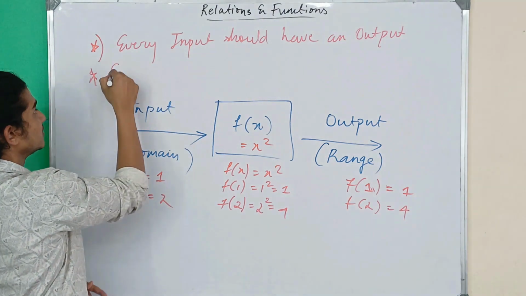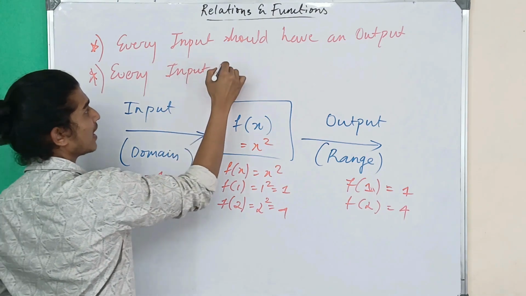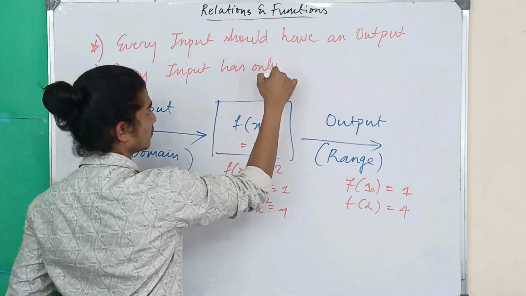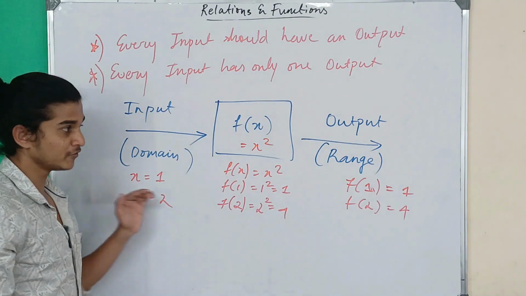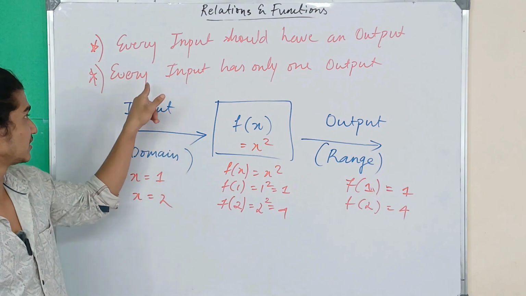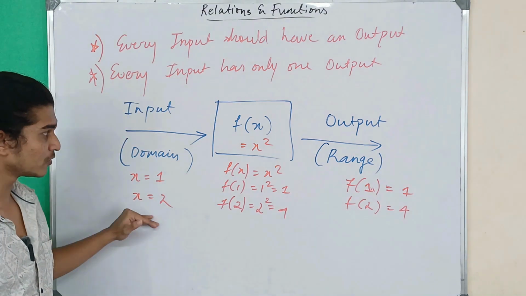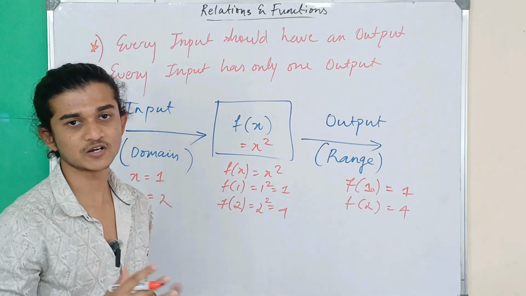And the next thing is every input has only one output. So whatever number you give, it should have only one output, and that's unique for that particular input. So that is the second one. The first one is every single input should have an output. These are the criteria for a relation to become a function.